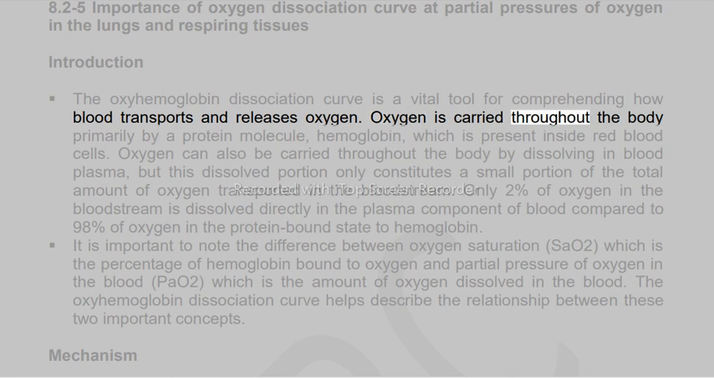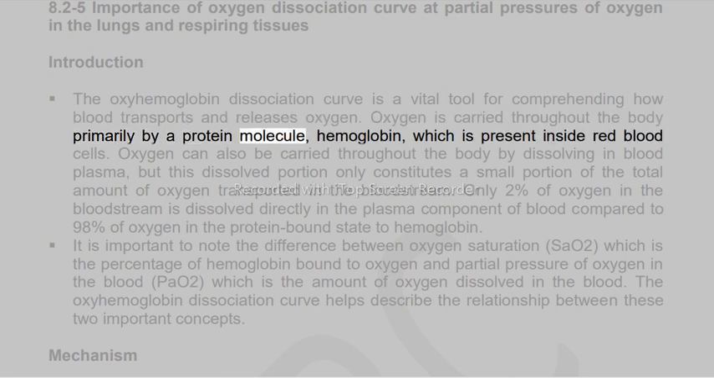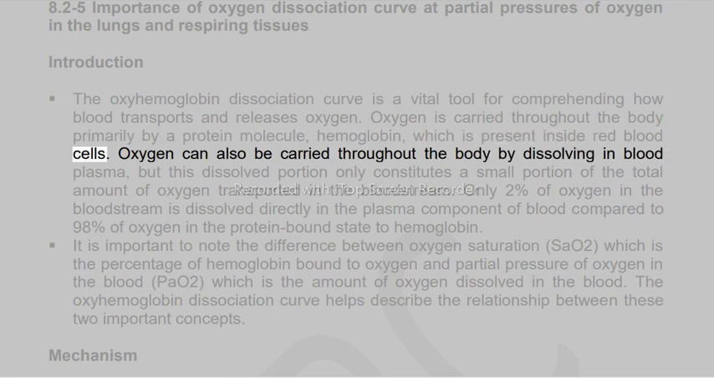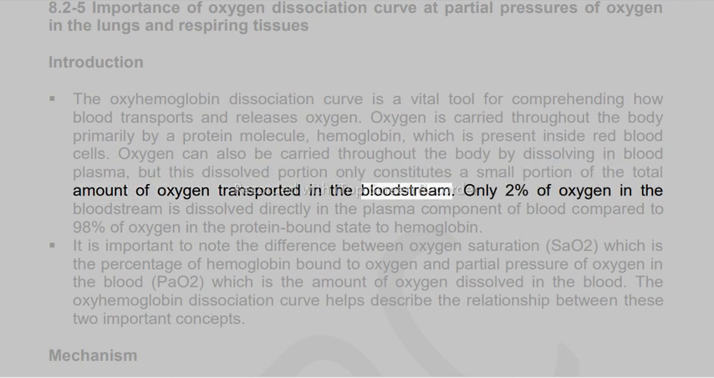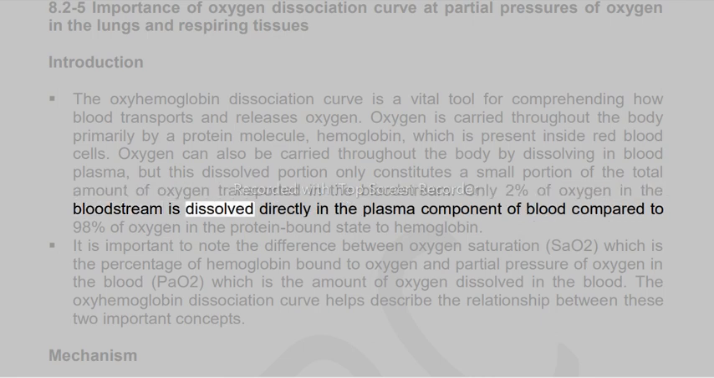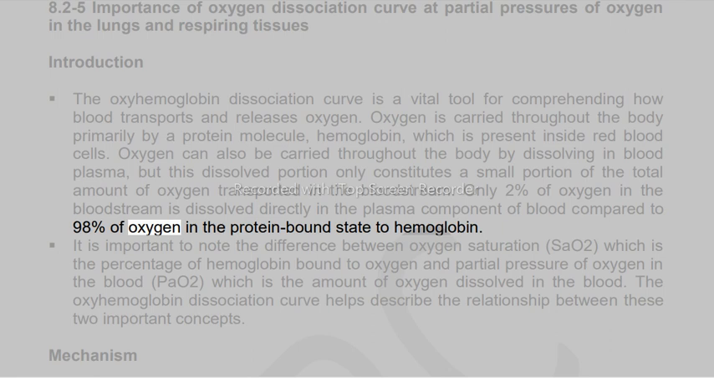Oxygen is carried throughout the body primarily by a protein molecule, hemoglobin, which is present inside red blood cells. Oxygen can also be carried by dissolving in blood plasma, but this dissolved portion only constitutes a small portion of the total amount of oxygen transported in the bloodstream. Only 2% of oxygen in the bloodstream is dissolved directly in the plasma component of blood, compared to 98% of oxygen in the protein-bound state to hemoglobin.